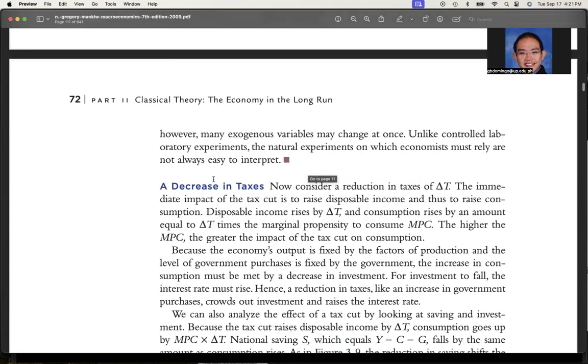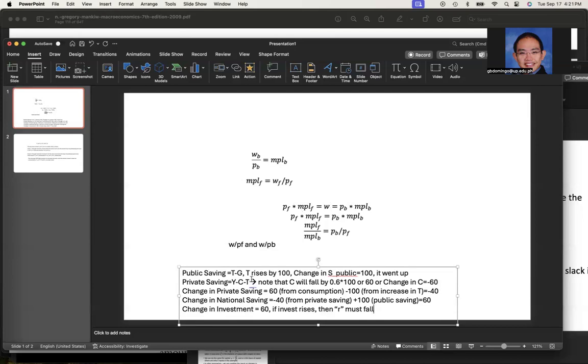A decrease in taxes was considered in the text. In the homework, an increase in taxes was considered by the text. And if you have an increase in taxes, what will happen ultimately is national savings will go up. It will shift the savings curve to the right, and therefore investment must go up. And to have investment go up, the real interest rate must fall.